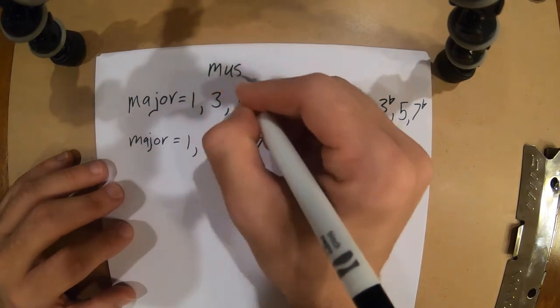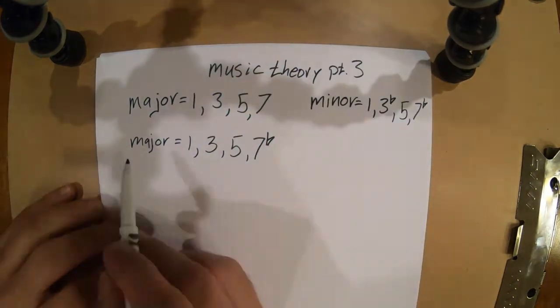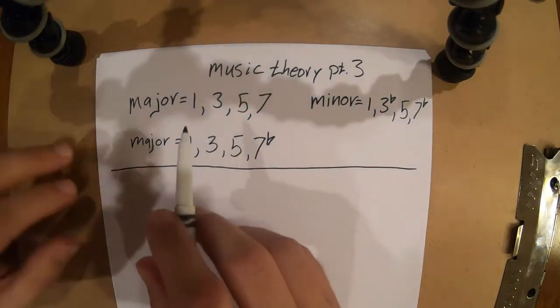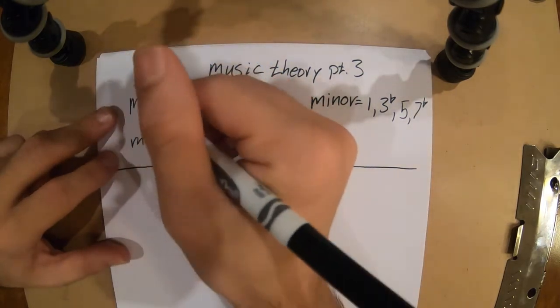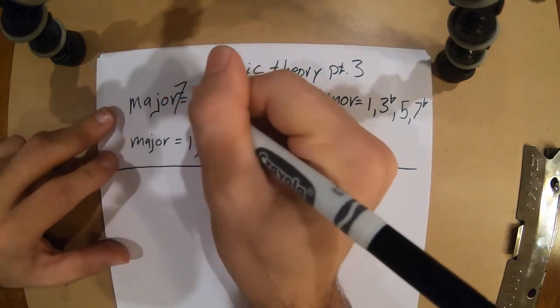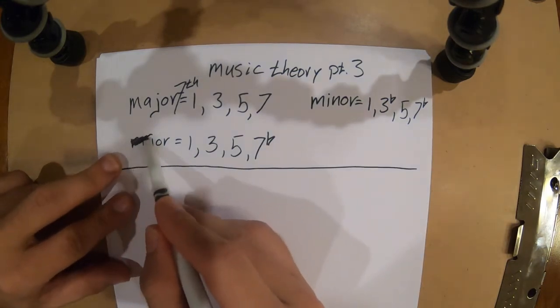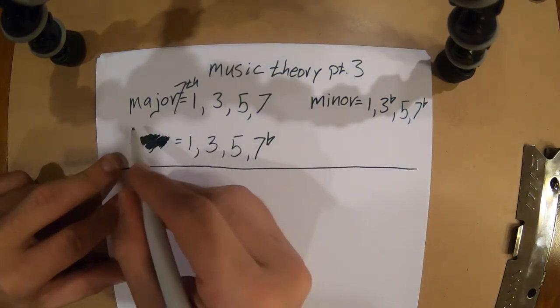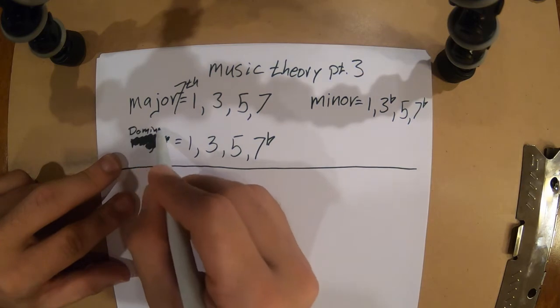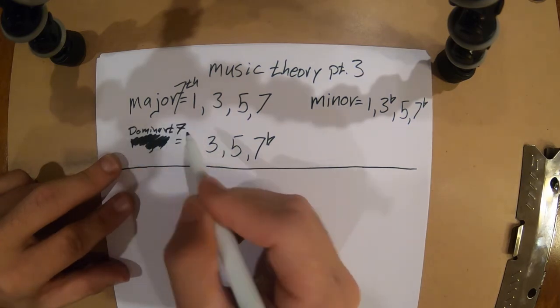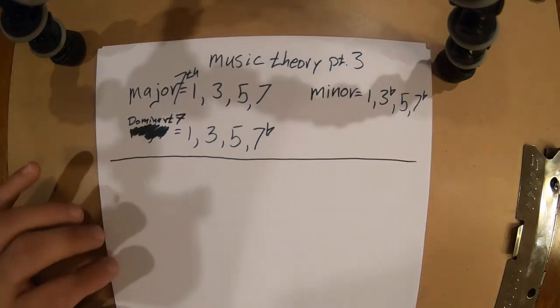So, the two kinds of major chords, one of them is called major seventh, and the other one, even though it's major, we're not going to name it that. We're going to name it dominant 7. All right, so let's look at some examples.